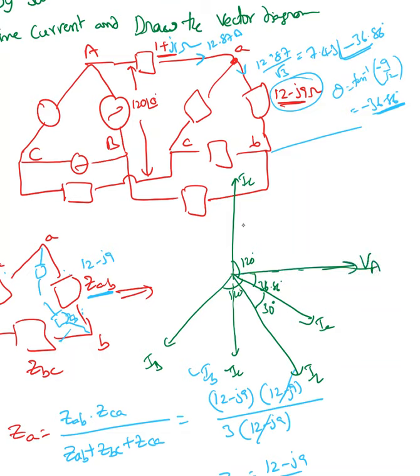For the IC, you see that this is exactly 90 degrees, but in reality it's not 90, because it should be around 84 degrees. 90 is somewhere there. This is our accurate vector diagram.